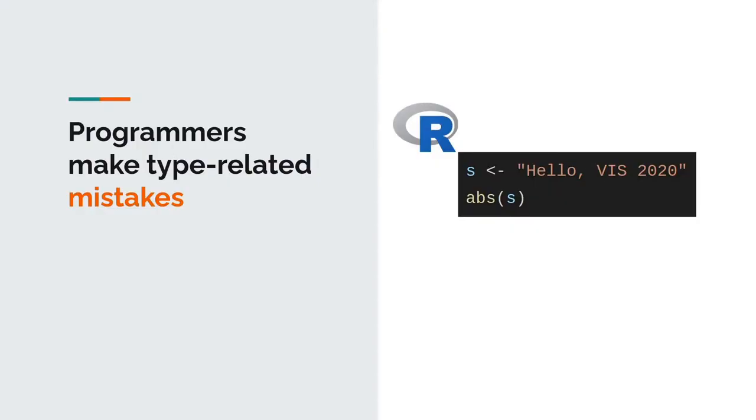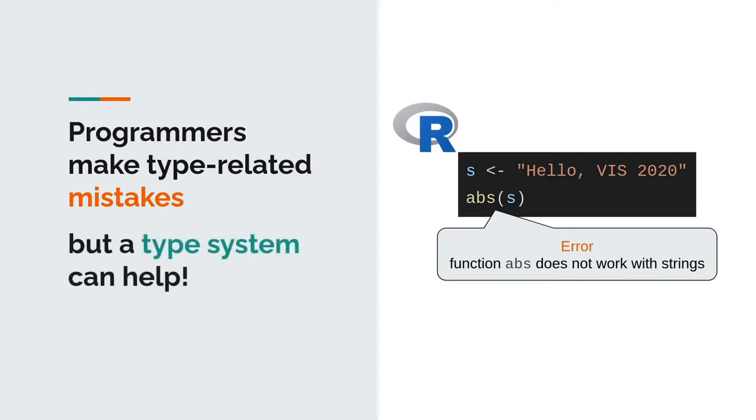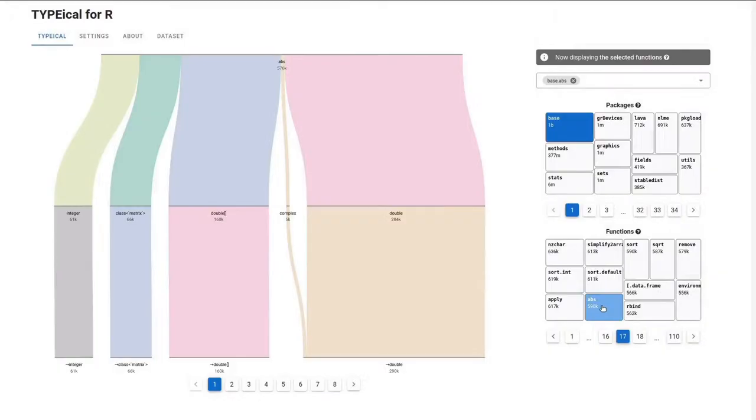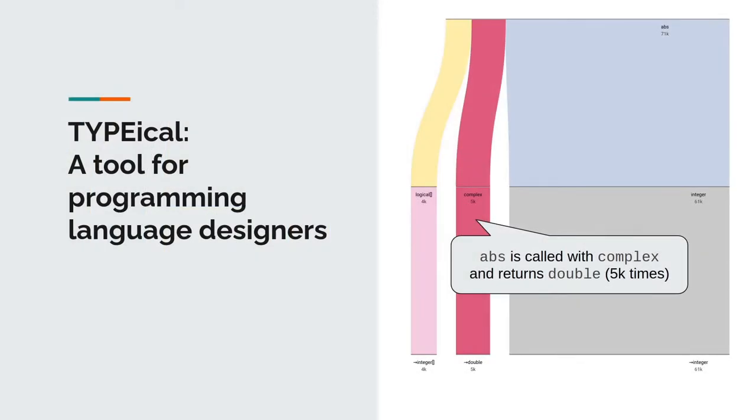Programmers often make mistakes like this. ABS function is incorrectly called with a string. A programming language can catch such mistakes early on, but for this, it needs a type system. We present Typical, an interactive visualization tool for programming language designers. Typical allows them to explore common function type signatures and helps create a type system.